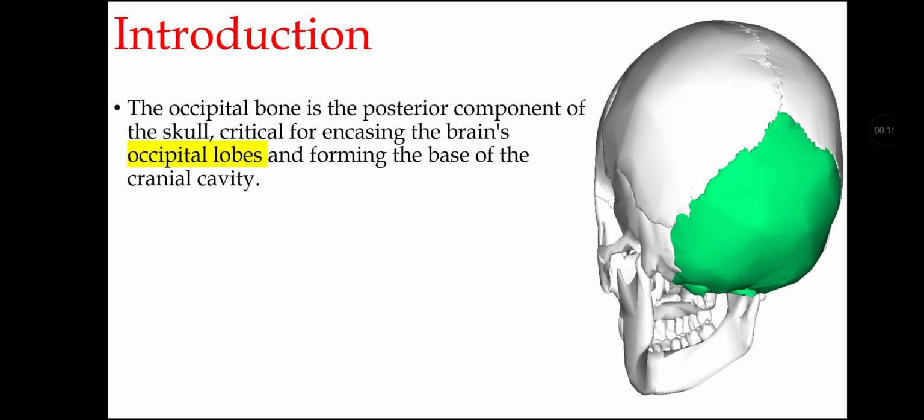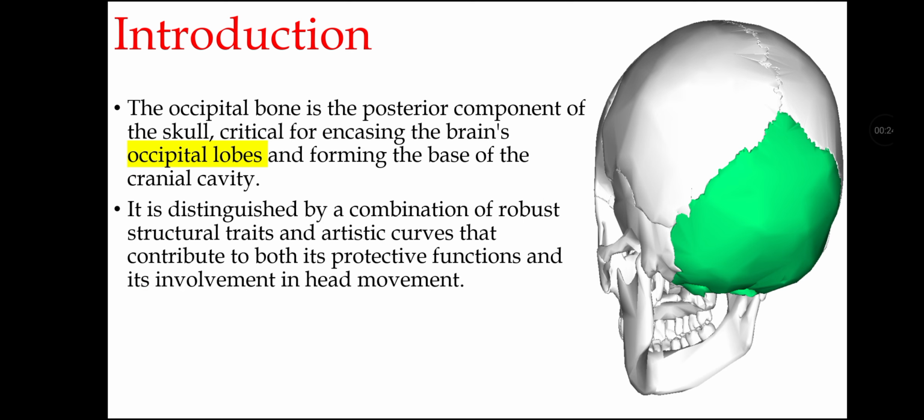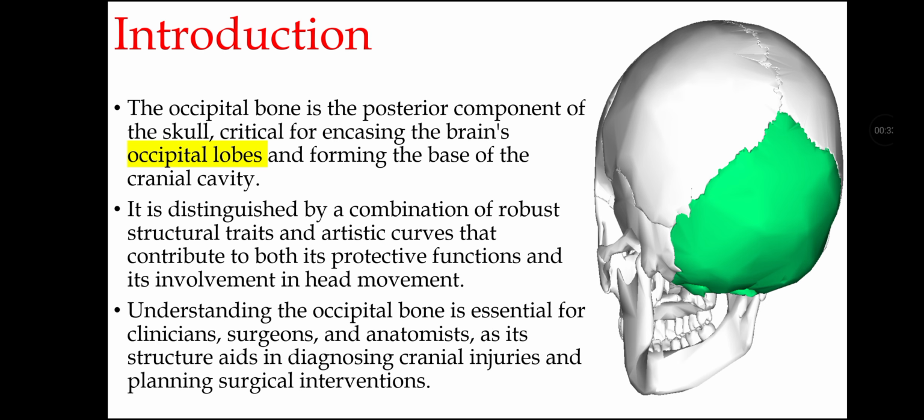The occipital bone is the posterior component of the skull that is critical for encasing the brain's occipital lobe and forming the base of the cranial cavity. It is distinguished by a combination of robust structural traits and artistic curves that contribute to both its protective function and its involvement in head movements.